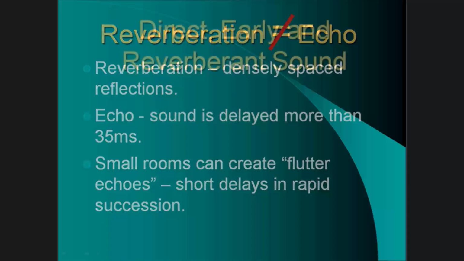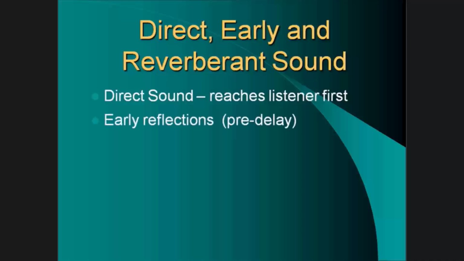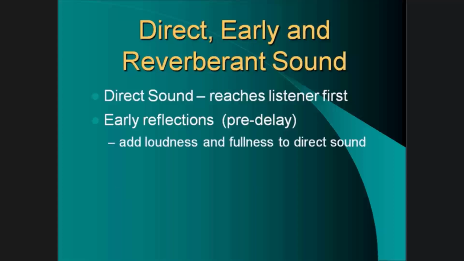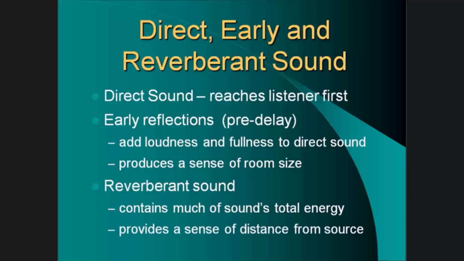So we have direct, early, and reverberant sound. The direct sound, of course, reaches the listener first, followed by the early reflections, often called pre-delay. These early reflections add loudness and fullness to the direct sound, and produce a sense of the room size. The reverberant sound, which builds up over time, contains much of the sound's total energy output, and it provides the listener a sense of how far away they are from the source of the sound. The closer to the sound, the more direct sound. The further away, the more reverberant sound.